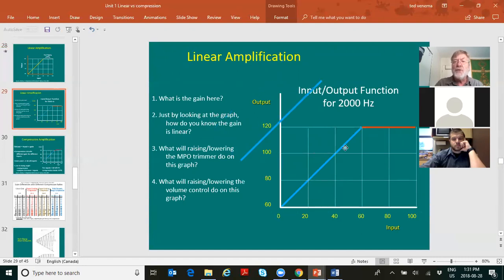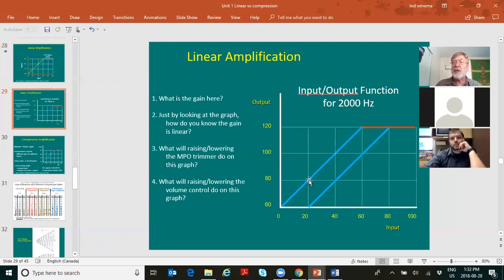Now, what happens when we move it over? 40 in is 80 out. What's the difference? 40. 60 in is 100 out. What's the difference? 40. 80 in is 120 out. What's the difference? 40. So all along this particular gain line, you have less gain: 40, 40, 40, whereas over to the left, it's 60, 60, 60.